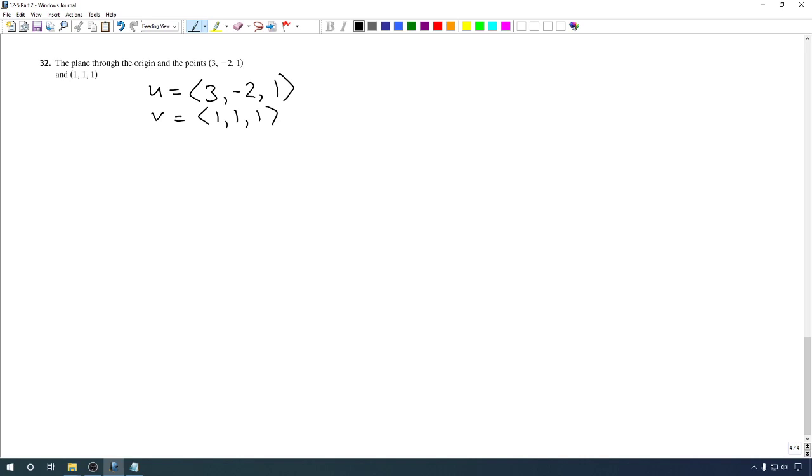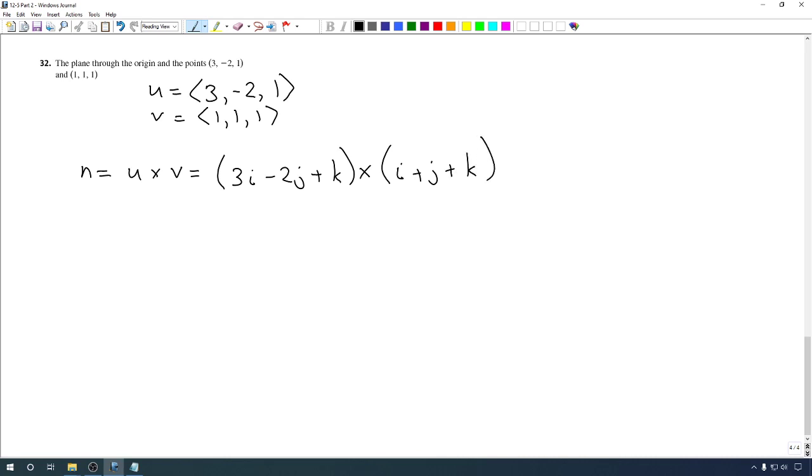How do we get a vector that's perpendicular to two vectors? Well, we use the cross product. You kind of can't avoid using the cross product here. So we'll say our normal vector is going to be the cross product of u and v, and we're going to have to figure out how to find that. Well, to do that, I'm going to go ahead and convert these into i's, j's and k's. So we have 3i minus 2j plus k crossed with v, which is i plus j plus k.